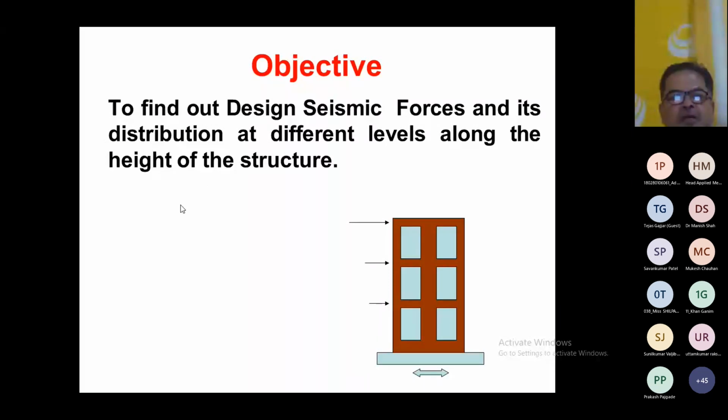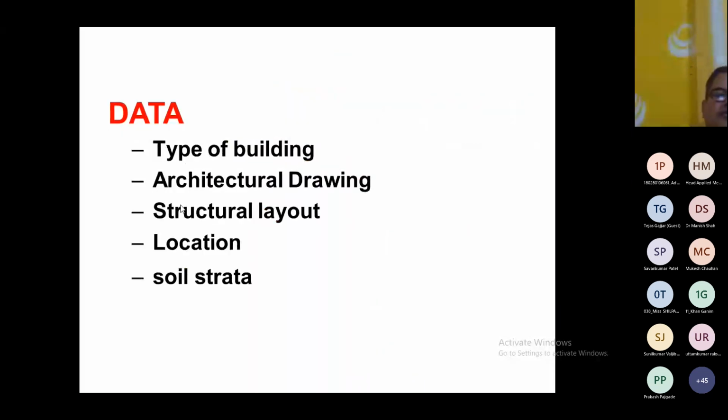So which data do you want? You need the type of building, architectural drawing, the structural layout, location, and soil data. These are some data which are required before you go for the analysis.